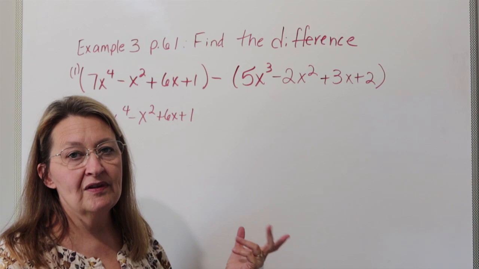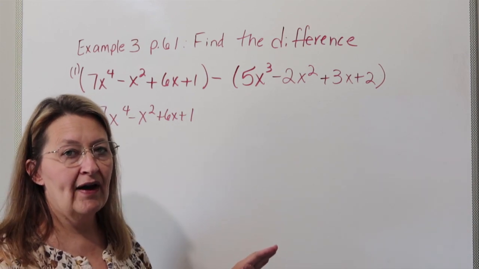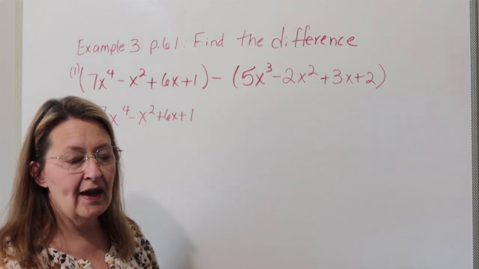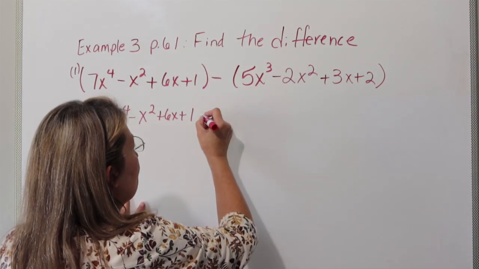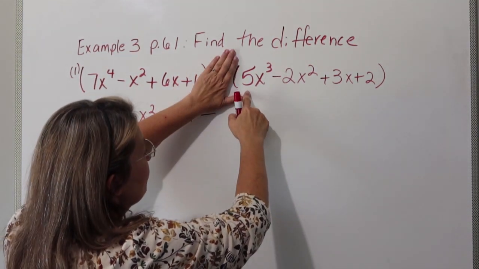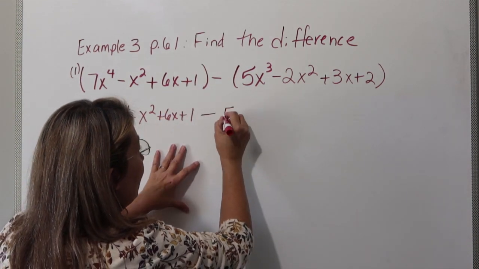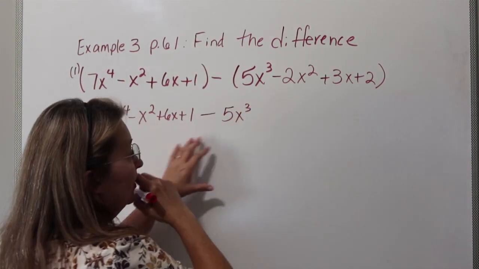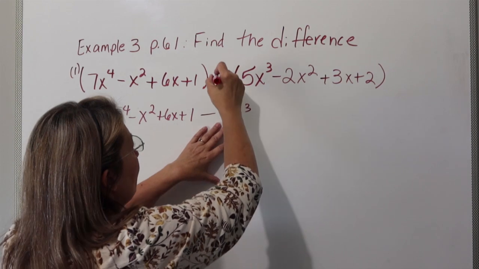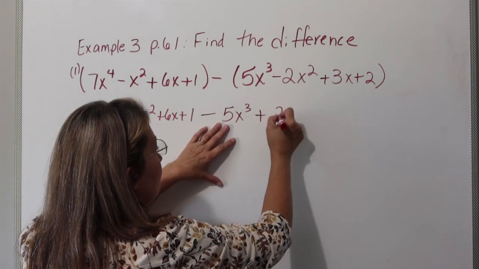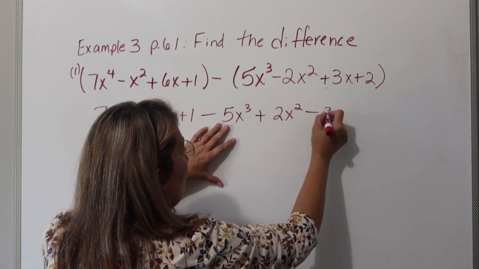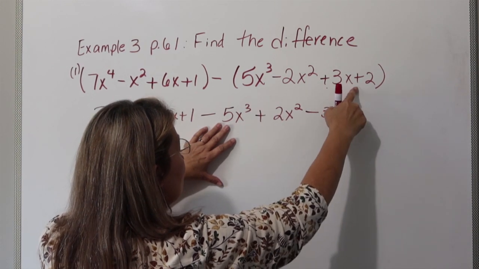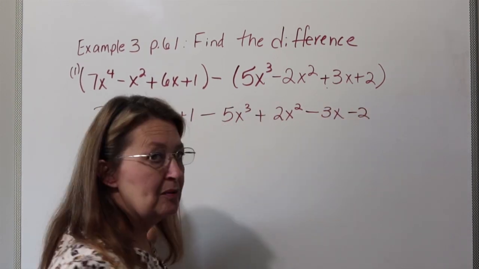Now, a lot of people do this in their head, and that's perfectly fine. I just like to write everything out so that I don't make any careless mistakes. So when I distribute this minus sign, this is actually positive right now, but when I distribute the minus, it becomes minus or negative. When I distribute this minus here, it changes to plus. This plus sign is going to change to minus, and this plus sign will change to minus.